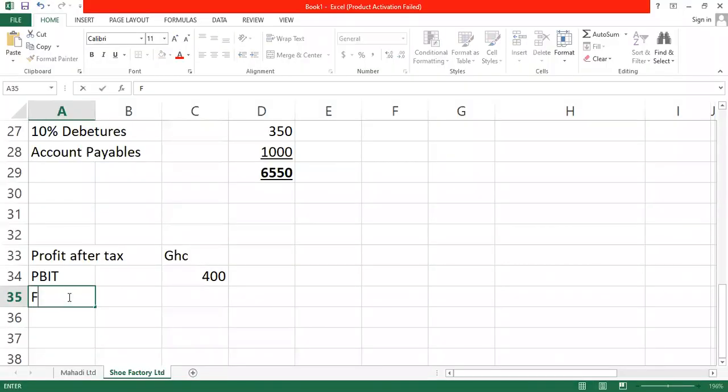35. Okay, so you can say finance cost or interest. Just make it interest. So in the new scheme, the company will be paying interest of 10% on the new debentures, which is 350. That will give us 35, isn't it?